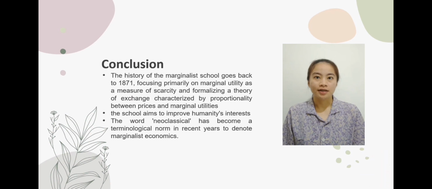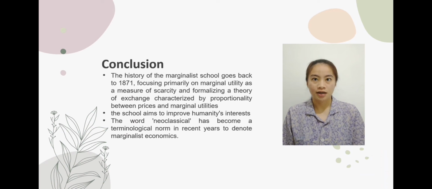In conclusion, the history of the marginalist school goes back to 1871, focusing primarily on marginal utility as a measure of scarcity and formalizing a theory of exchange characterized by proportionality between prices and marginal utilities. Marginalist principles pertaining to production were still tentative and incomplete at the time. Marginal utility was published by Stanley Jevons and Carl Menger. In general, the school aims to improve humanity's interests by encouraging a greater knowledge of how market systems efficiently allocate resources and promote economic liberty.